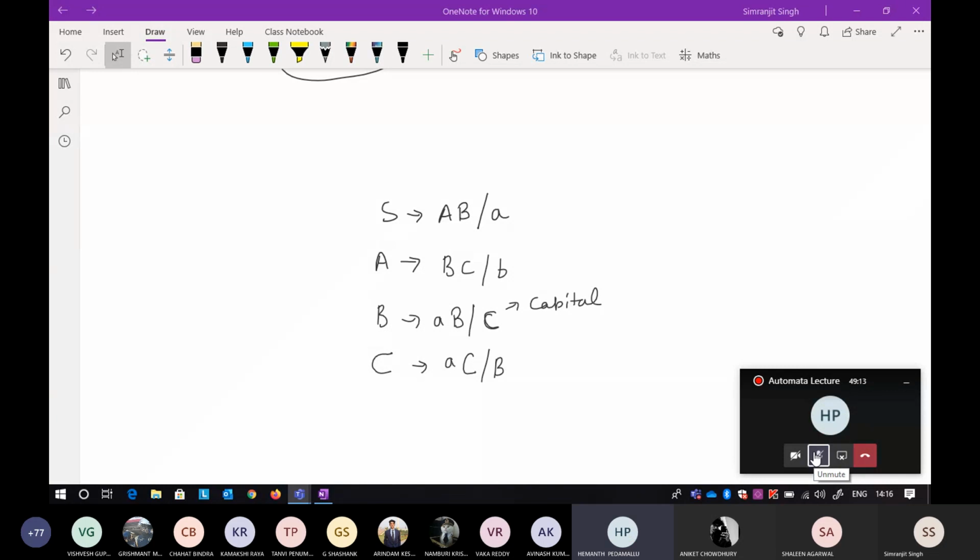Sir, in this grammar, is every C a capital C, or is any small c there, sir?